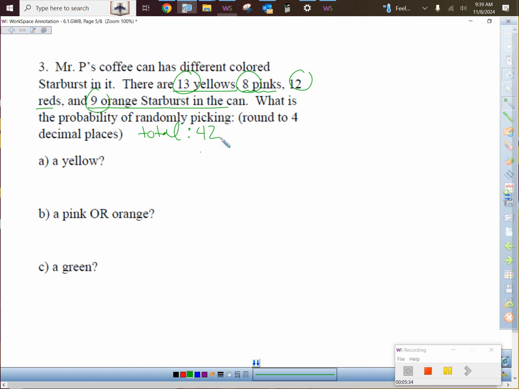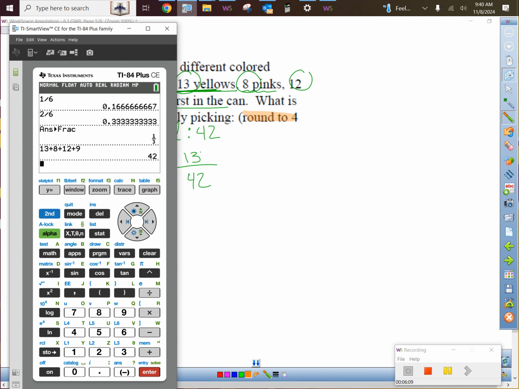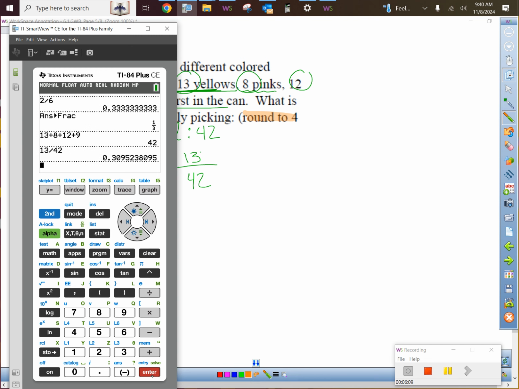What is the probability that if they were mixed up randomly, that I reached in, didn't look at it, and pulled one out and it was yellow? Well, that's just want over total again. Want over total. I want a yellow one. How many yellow ones were in the can? 13. Out of? How many possible were there? Total? 42. On homework, on this particular type of question, they say round to 4 decimal places. So even though 13 over 42 might be the reduced fraction, they won't accept it. They want it as a decimal because they literally said put it as a decimal.